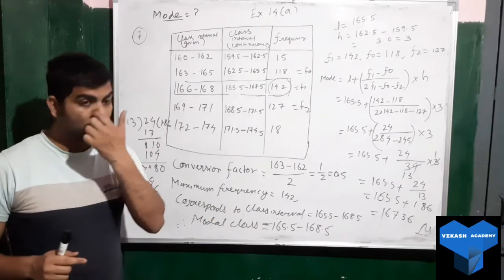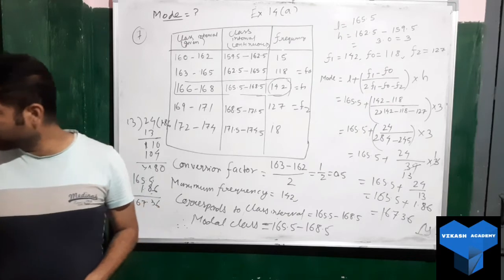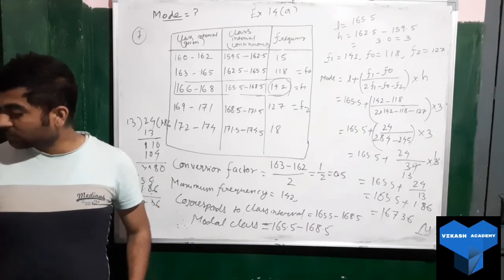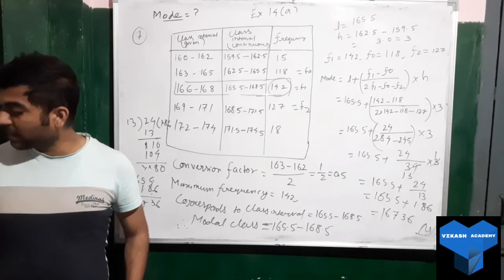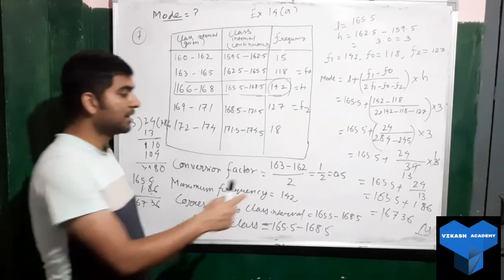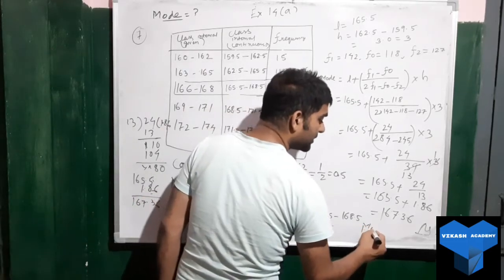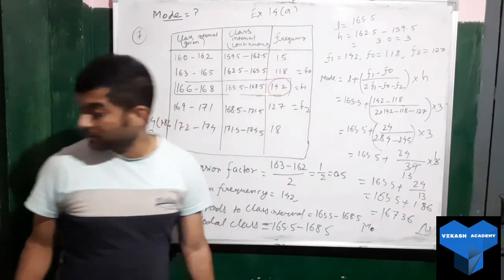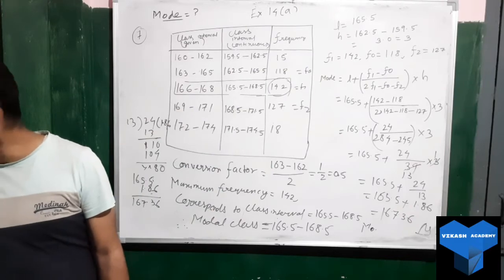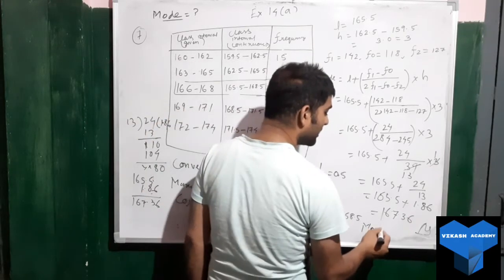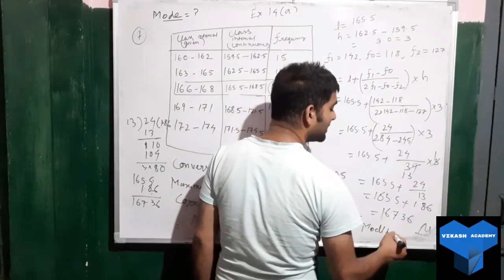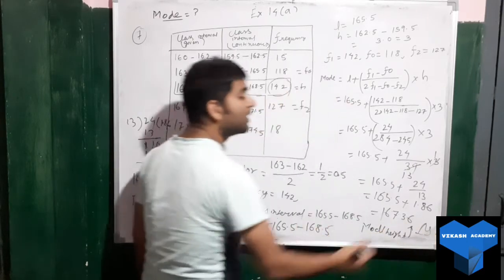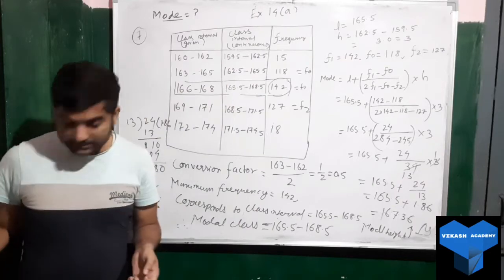Let us move to the next question. We will be using the same method for the next question. So conclusion, you can give: modal height of the maximum number of students. What they are asking in the question is to find the modal height. So this will be your answer, modal height equal to 167.36.